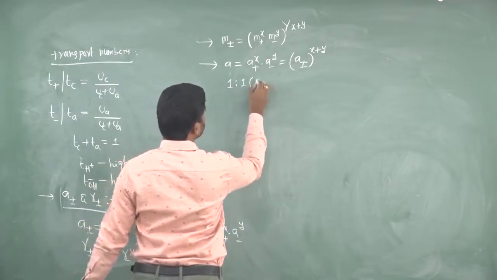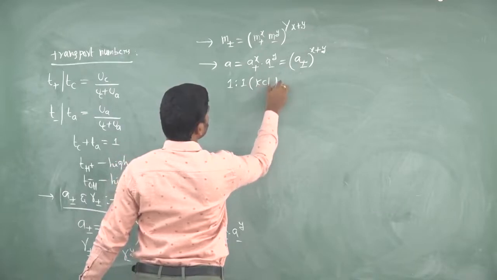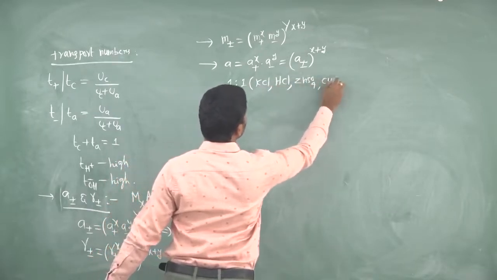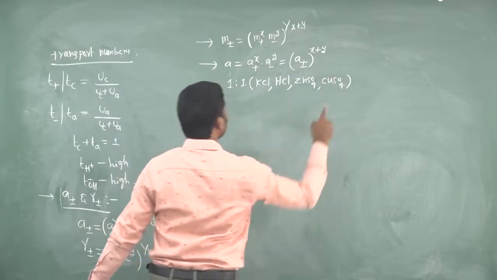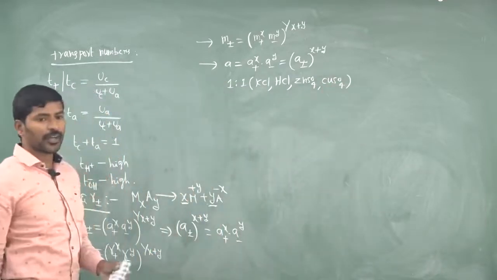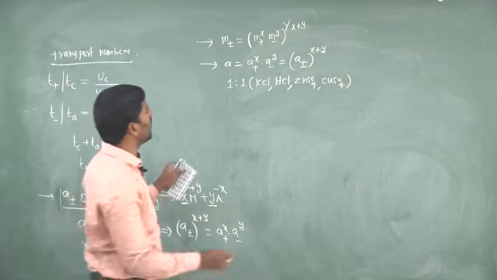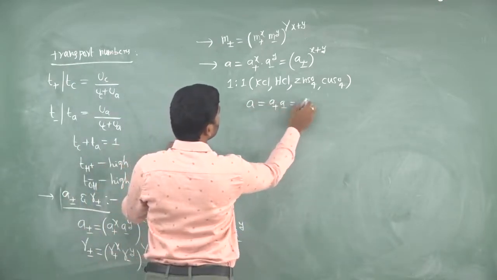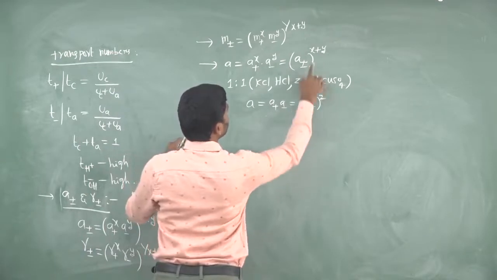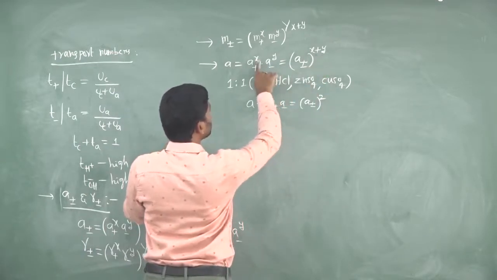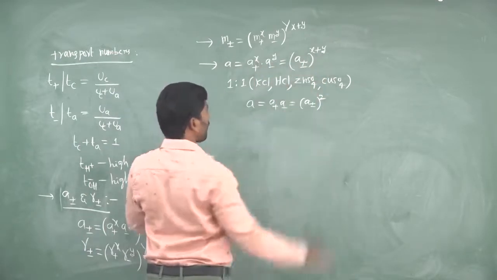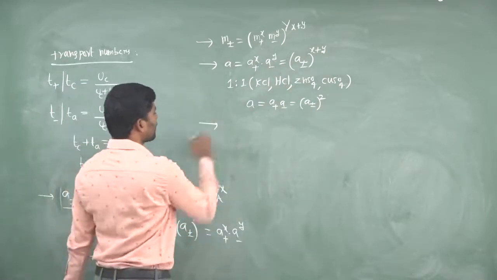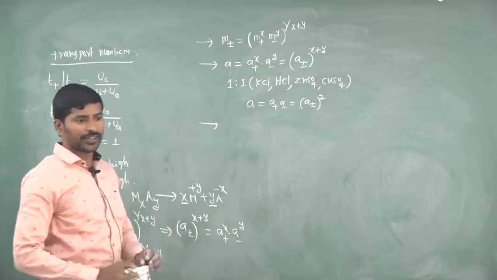All the examples we discussed are 1:1 electrolytes only. KCl, HCl, zinc sulfate, copper sulfate. In all these cases the number of cations and anions obtained is only 1. So a is equal to a plus times a minus, which may be written as a plus or minus power 2. In the place of x we substitute 1, and in the place of y also we substitute 1. Next we discussed various types of galvanic cells.